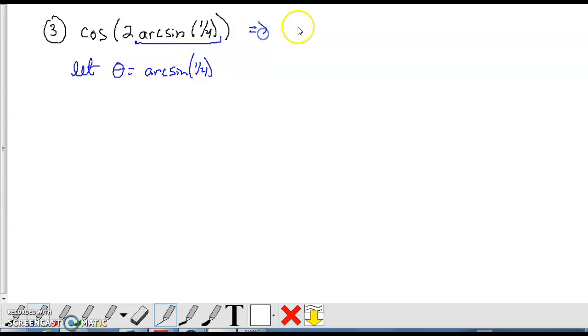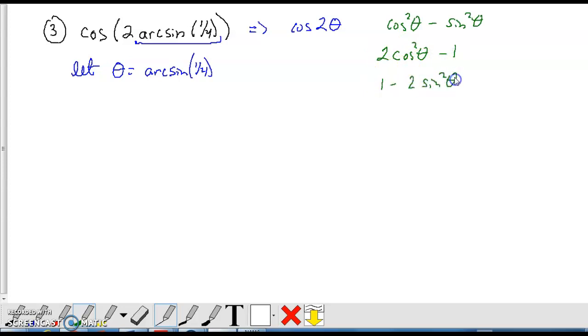Because I get to say that, I now get to say that this is cosine of 2 theta. Hopefully, what you recognize is that that's your double angle. And there are 3 ways that we can write it. We can write it as cosine squared of theta minus sine squared of theta. We can say that this is 2 cosine squared of theta minus 1, or 1 minus 2 sine squared of theta. So we have a lot of different options to work with.